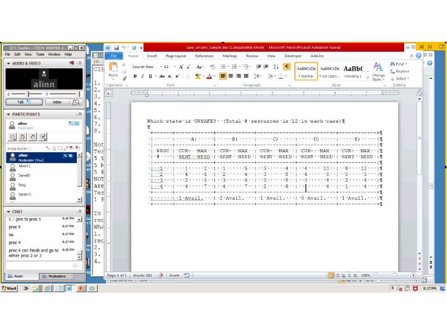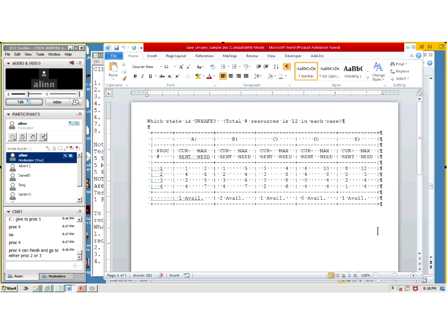Process 4 will finish and could give it to 3 or give it to 2. They would finish. If those 4 were given to process 3 and it finished, I could give the 4 to process 2. I cannot give it to process 4. Process 1, I could give the 4 here. That's correct. So this is a safe state.